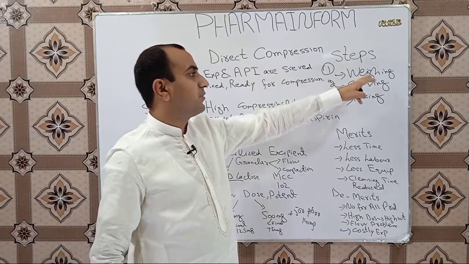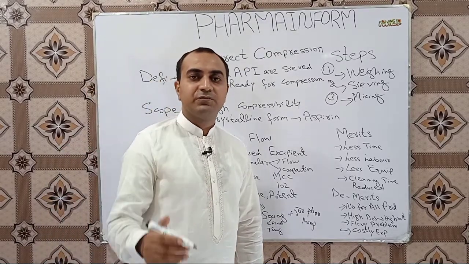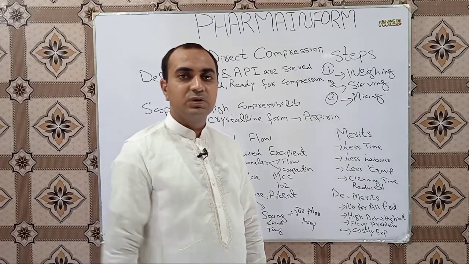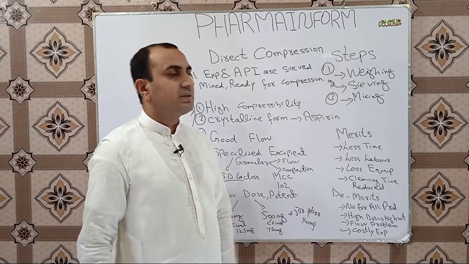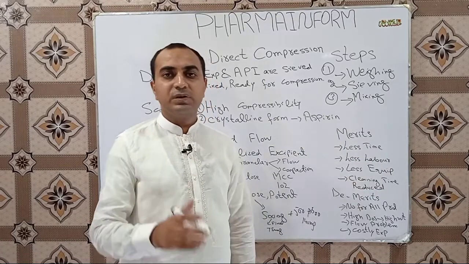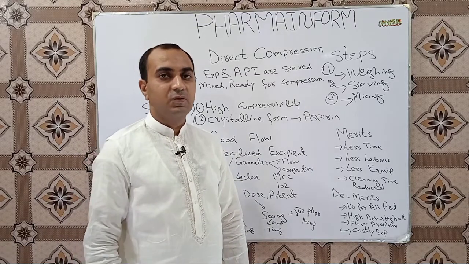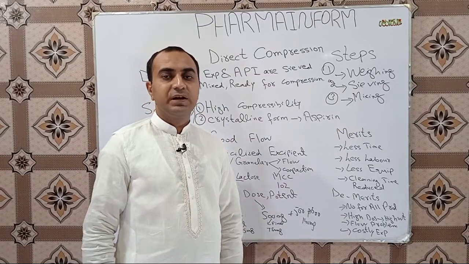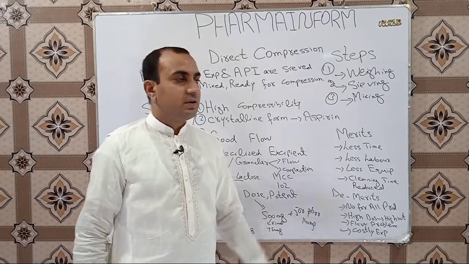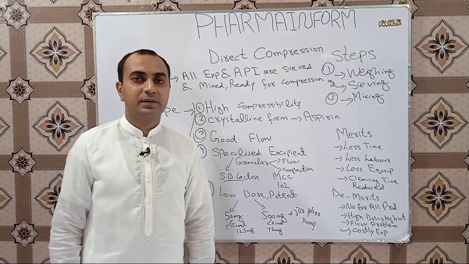For a brief overview, in weighing we weigh all the ingredients and APIs on the weighing balance to verify the quantities of our excipients and APIs according to the manufacturing order. In sieving, we sieve all our excipients and APIs. In mixing, we mix our excipients and API according to the batch manufacturing record. And after the step of mixing, our blend is ready for compression. So it is a very simple process.